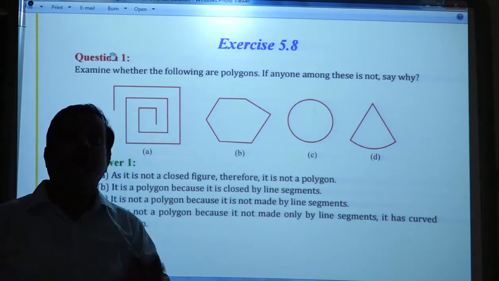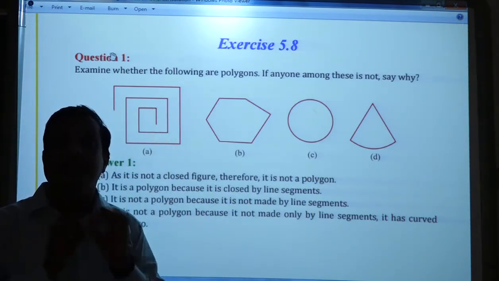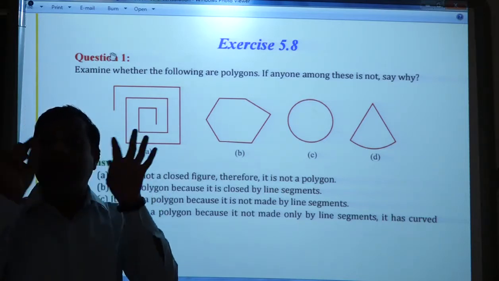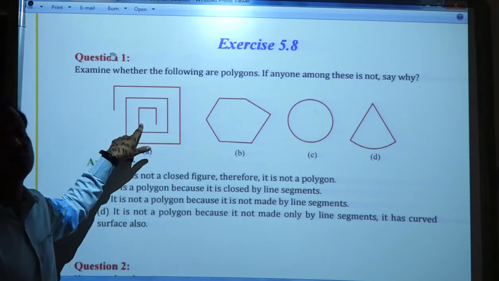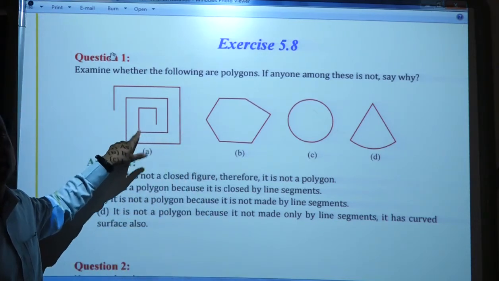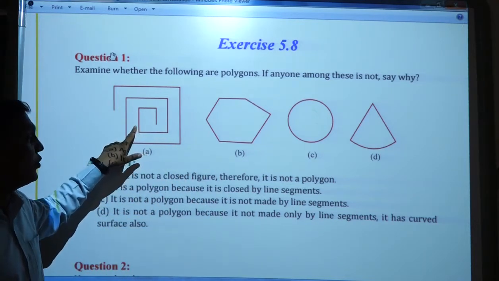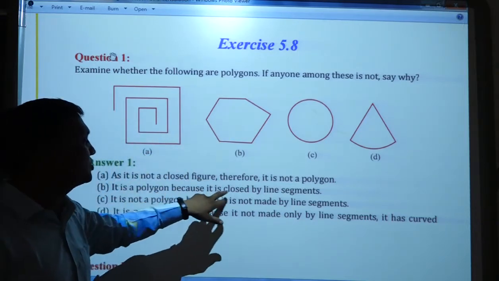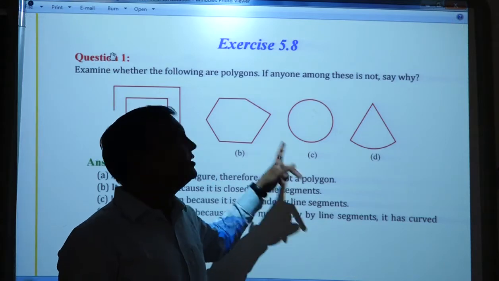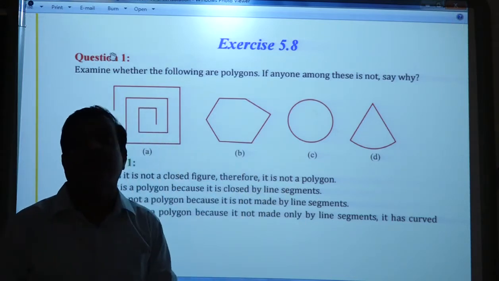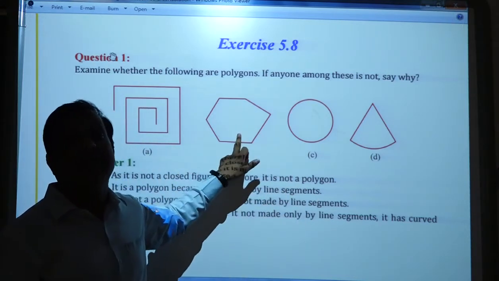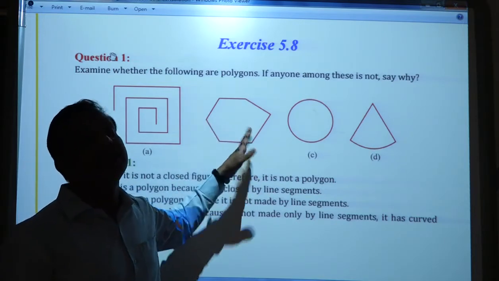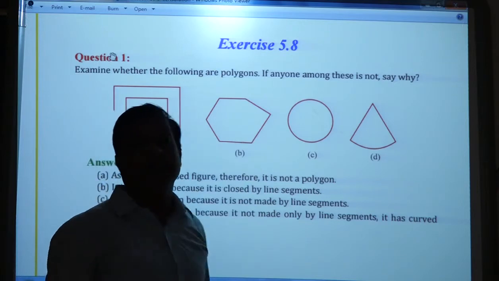Polygon means what? A figure which is entirely made up of line segments and is closed from all sides. So here this figure is open, so we cannot say this figure is a polygon. Now this is a polygon because it is closed by all line segments. It is entirely made up of lines, all the lines are connected, and it is closed with no gap. So this type of figure is a polygon.